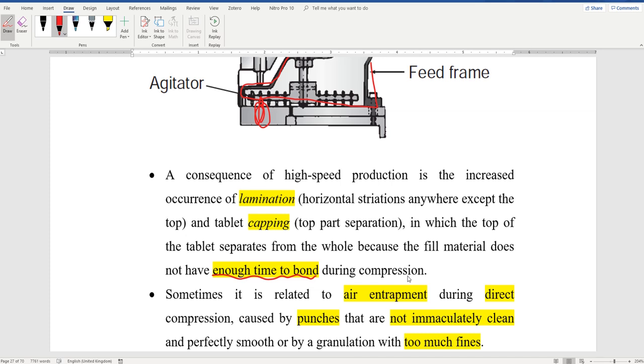The compression step is not dependent only on the force that is applied. It's not only that I want a stronger force so I will have a better bond. No. It also depends on the dwelling time of the punches, meaning how much the punches stay inside the die cavity. The longer they stay compressing the powder, the better, because this means you will have better adhesion of the formulation. So this is one problem.